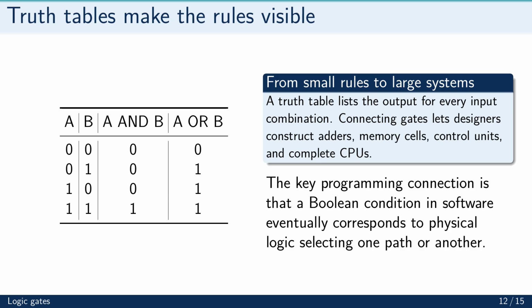Larger circuits are built by connecting the output of one gate to the input of another. An adder, for example, combines logic operations to calculate a numerical result. In software, Boolean expressions use the same basic ideas to choose between paths. Whenever a program tests whether several conditions are true, it is applying rules that have a direct connection to physical logic.